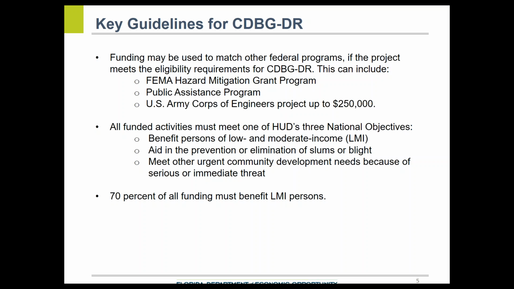It is important to know that activities must be related and tied back to one of HUD's 3 national objectives. These objectives include 1, benefiting persons of low and moderate income, 2, aiding in the prevention or elimination of slum and blight, and 3, meeting other urgent needs of the community development, which could be a serious or an immediate threat at the time. It is also important to note that out of all funding, 70% of this funding must go towards benefiting persons of low and moderate income.